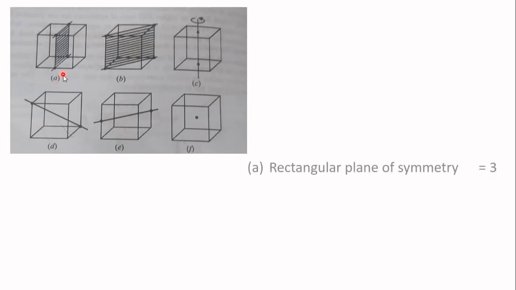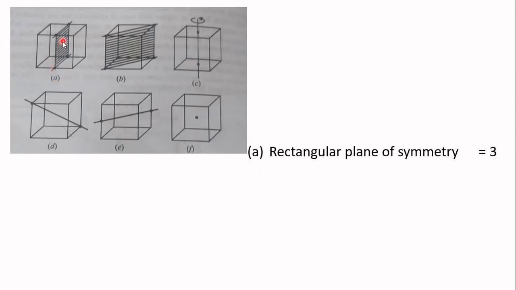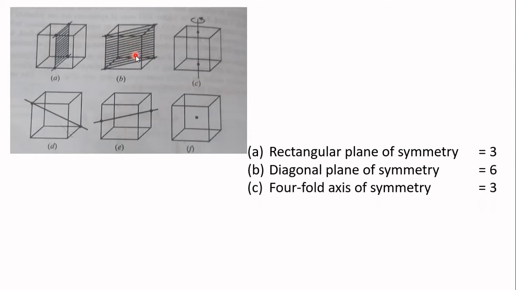The first one, indicated by A, is a rectangular plane of symmetry. There are 3 rectangular planes of symmetry. And B, it is a diagonal plane of symmetry. I have discussed this. There are 6 diagonal planes of symmetry in a cubic system. And this is the line called a C4 axis, a 4-fold axis of symmetry. We can find 3 4-fold axes of symmetry in a cubic system. So one is along this direction, another one is horizontal, and one more in this direction. So we can find 3 4-fold axes of symmetry.